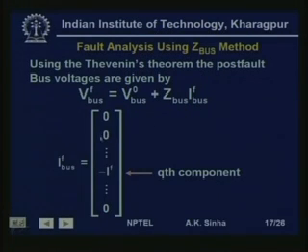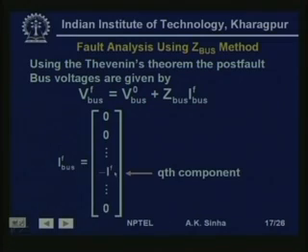In terms of current injection, at all the buses except the qth bus the injection is going to be 0, and at the qth bus the current injection is nothing but the negative of the fault current. Fault current is flowing away from the bus to the ground, and since we write these equations in terms of current injections into the bus, we write this as minus IF.